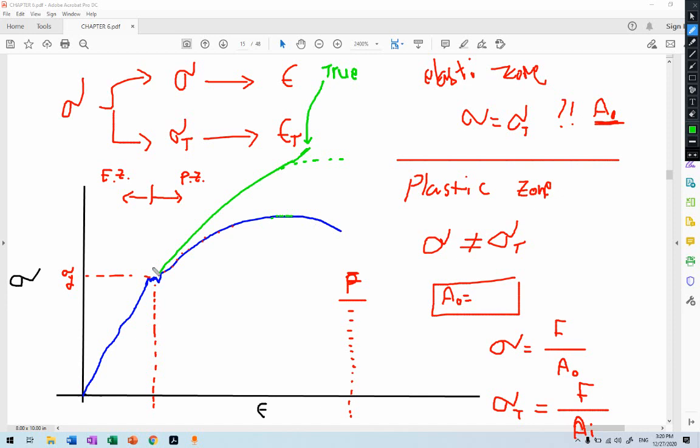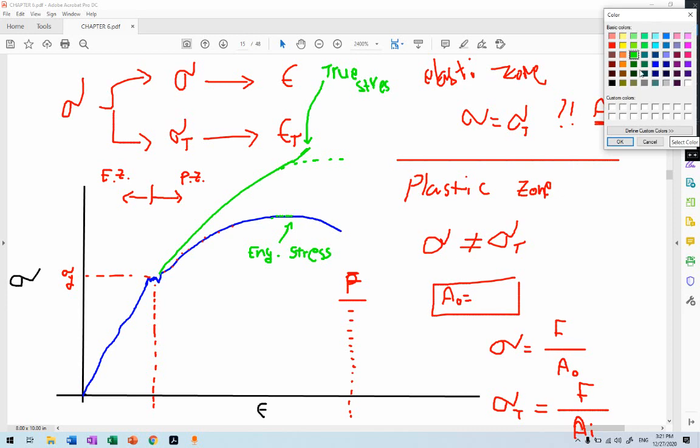So the blue one, since it's based on A0, is what we call engineering stress, and the other one will be the true stress. So there is a relation between them. We'll come back to them and discuss them. If you have the true stress, you can get the engineering stress. If you have the engineering stress, you can get the true stress.